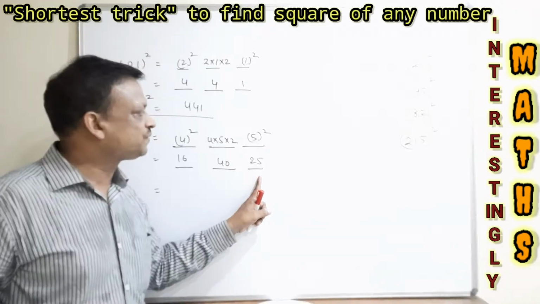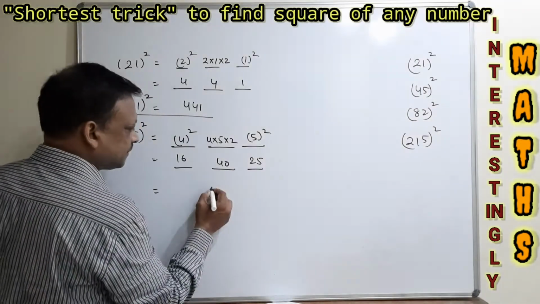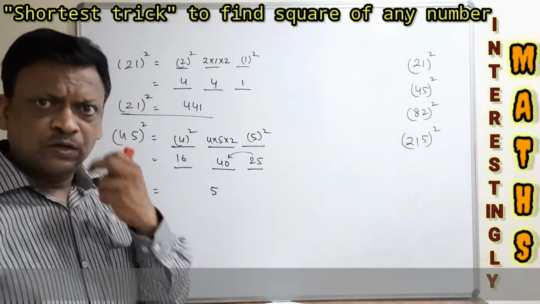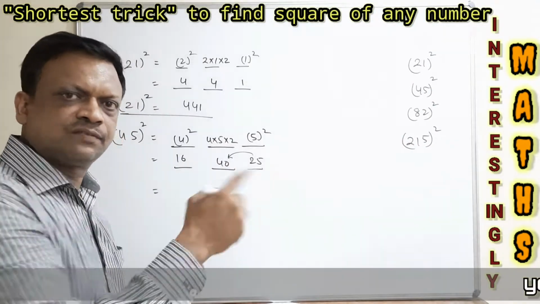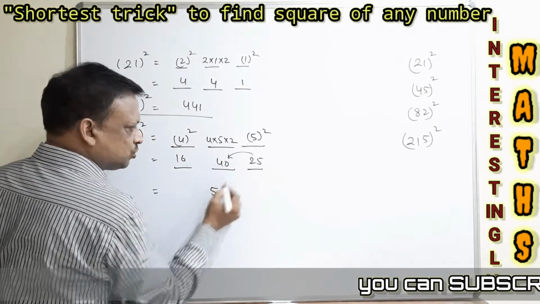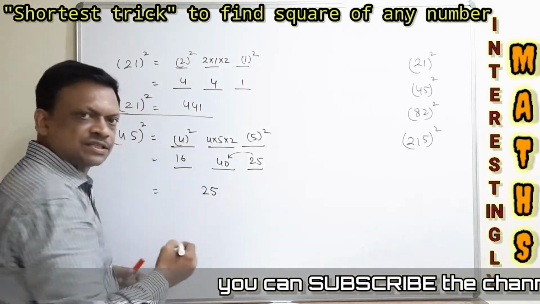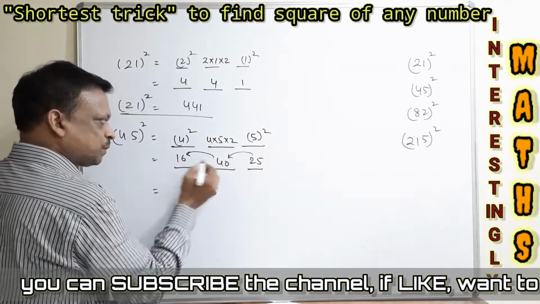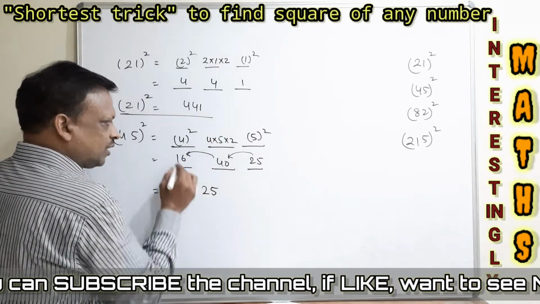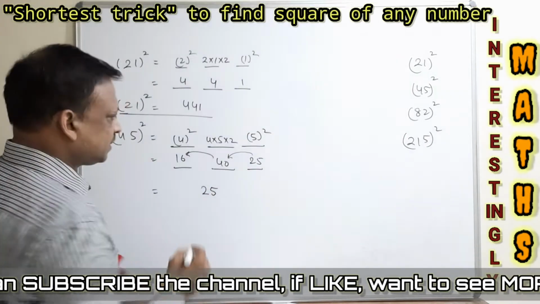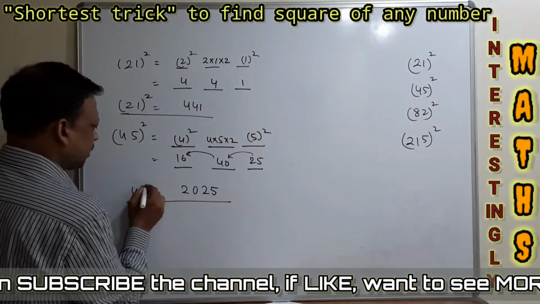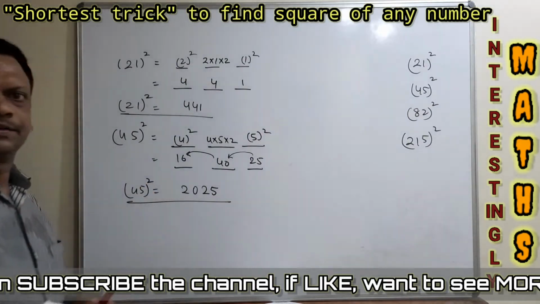1's digit here is 5, so I will write 5 here. This 2 will be added to this. 2 will be added to 40, it will become 42. So the 2 of 42 comes here, and 4 will be carry. 16 plus 4 will be 20. This is the square of 45.